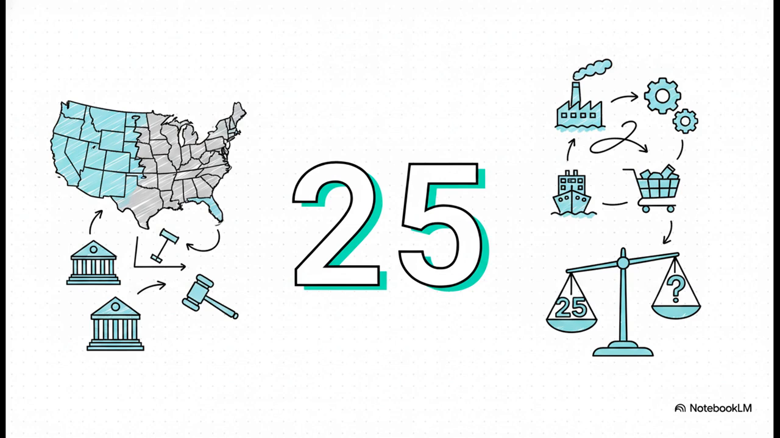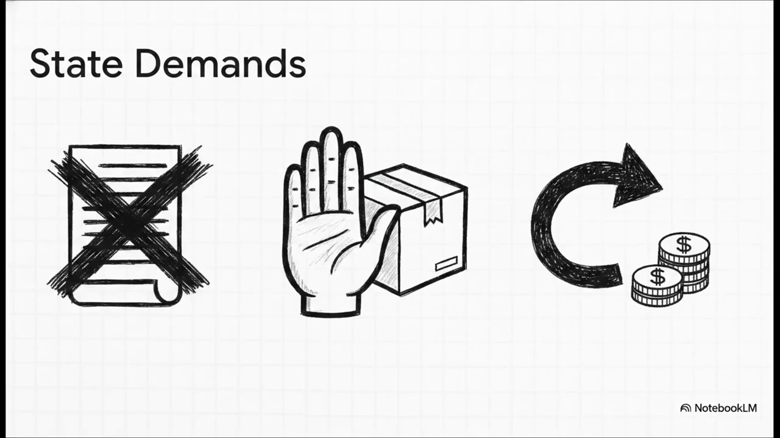It really highlights just how deeply this issue is shaking up state economies and local industries that desperately rely on imported goods. If we look directly at their court filing, these states aren't messing around. They have three very aggressive demands regarding those July tariffs. First, they want the court to explicitly declare the tariffs totally unlawful.